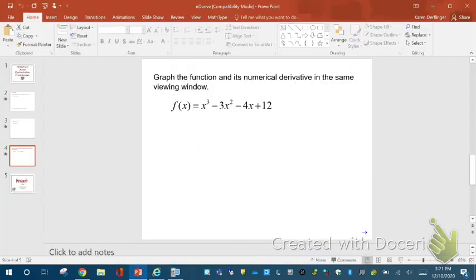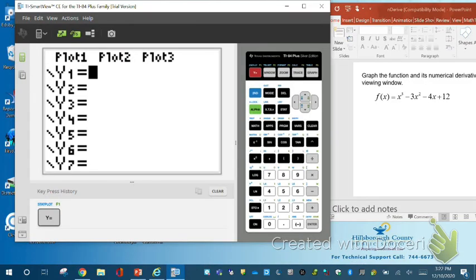Now, the other thing end derive will do for you is graph a derivative. So if you know the original function, end derive will graph its derivative, which can come in handy too, so I'll just show you how that works. Okay, go to the y equals screen and enter this equation into your y1 like you're going to graph it. So I went to y equals.